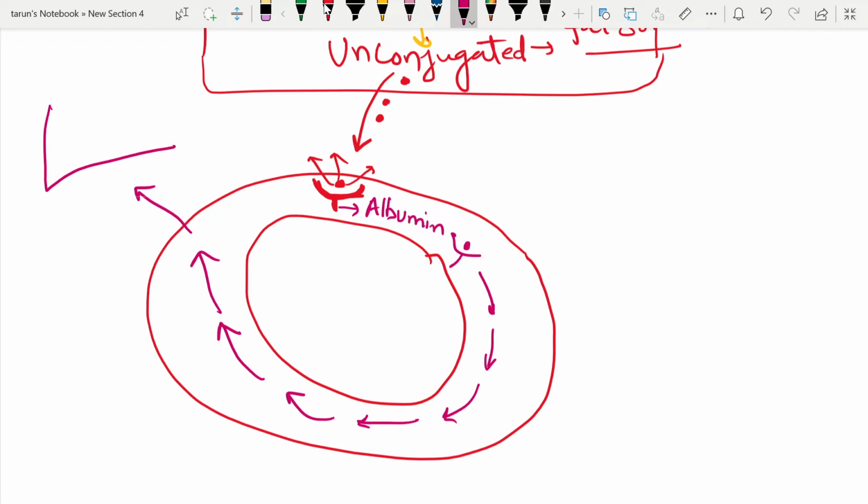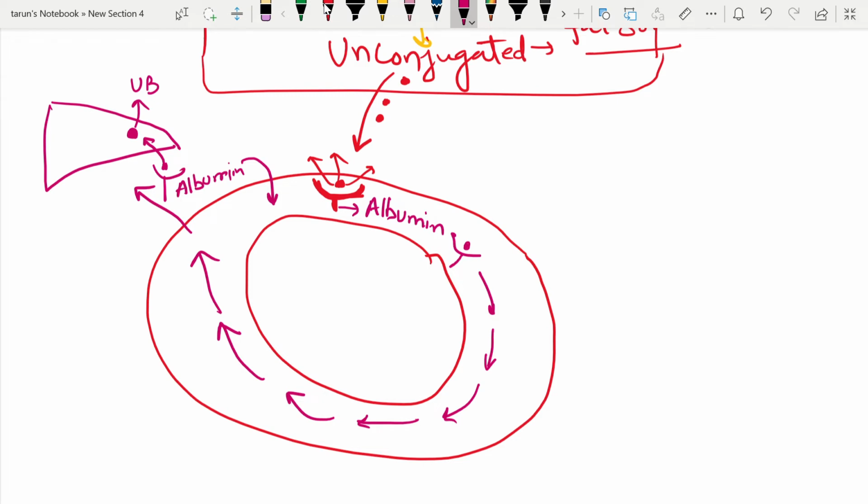In the liver, the unconjugated bilirubin is delivered by the albumin, and albumin then comes back. So it acts like a taxi driver. It receives the unconjugated bilirubin from the macrophages, carries it in the circulation, and goes into the liver, where albumin drops the unconjugated bilirubin and then comes back into the circulation. So we'll see what happens to this unconjugated bilirubin now in the liver.